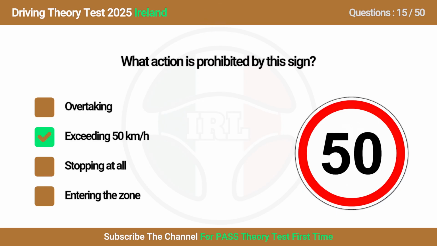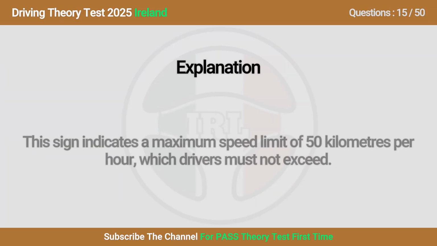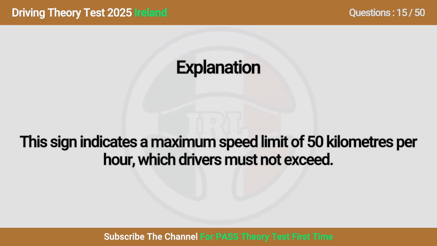Answer is B, exceeding 50. This sign indicates a maximum speed limit of 50 kilometers per hour, which drivers must not exceed.